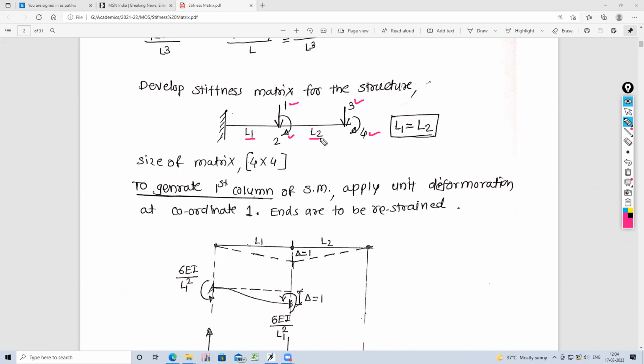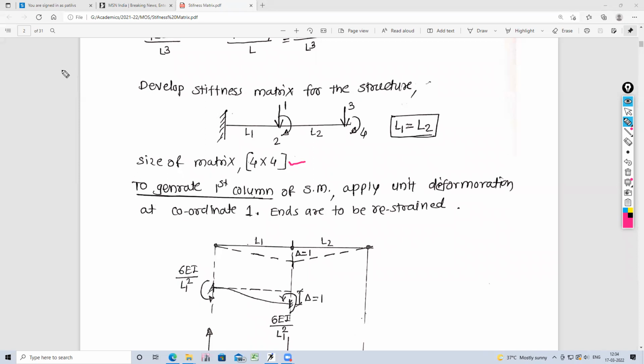Then to generate the stiffness matrix, first of all, provide fixity. So that is here, at this point provide fixity. That is one part. Now, for this particular structure, there are four coordinates, that is 1, 2, 3, 4. So therefore, the size of the generated stiffness matrix will be 4 by 4.